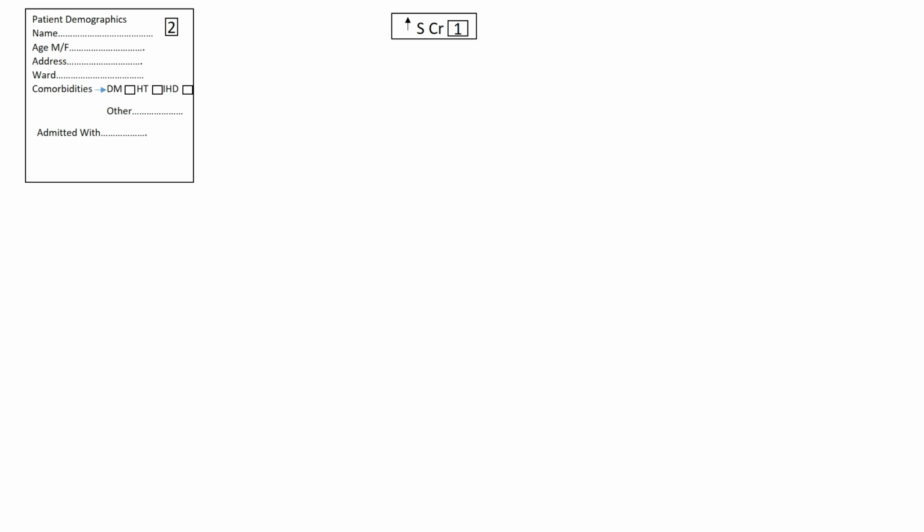The first thing you must do is understand the patient, not just the number. So start with the basics. Patient's name, age, and sex, ward and bed number, comorbidities, and most importantly, why was this patient admitted? Creatinine without context is meaningless.